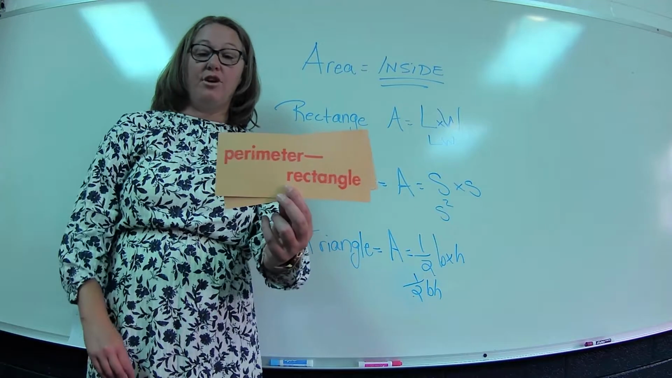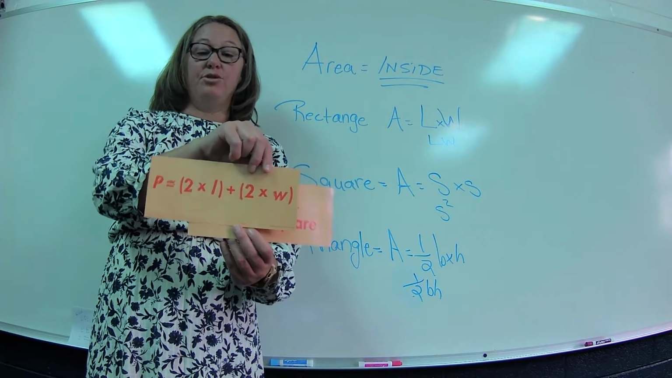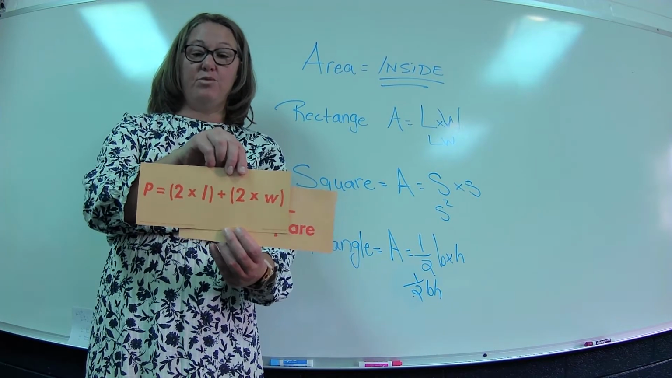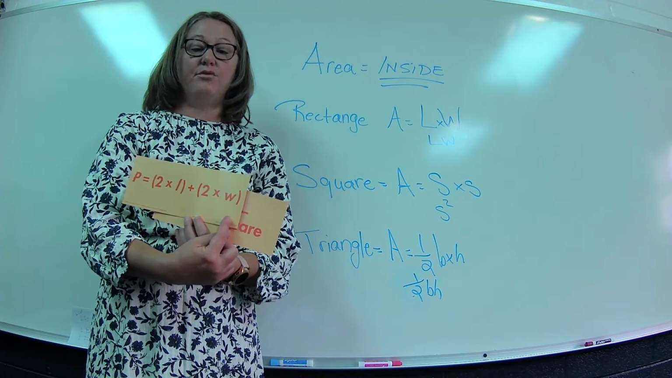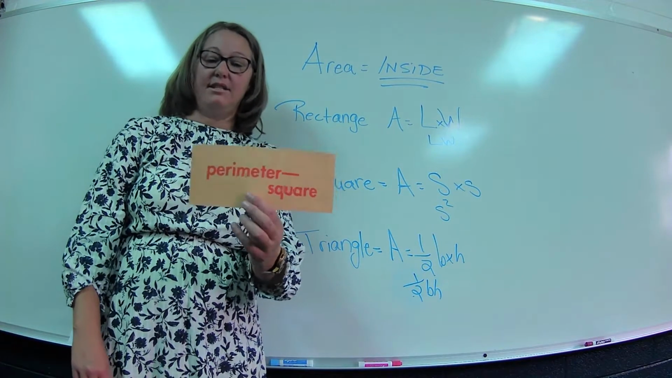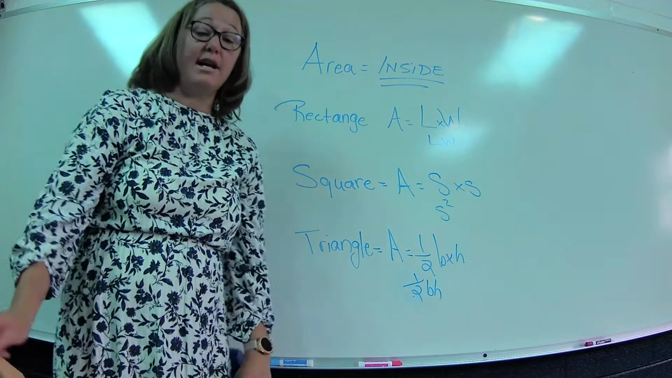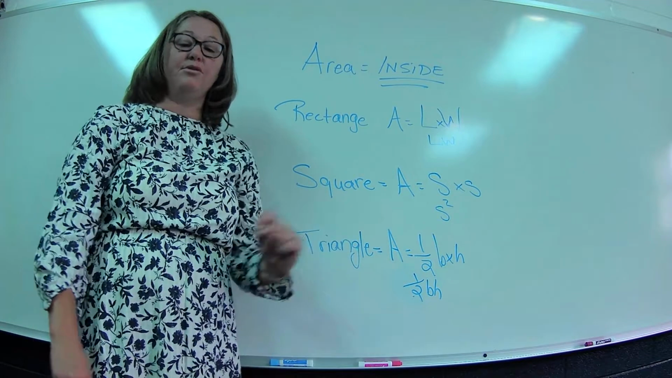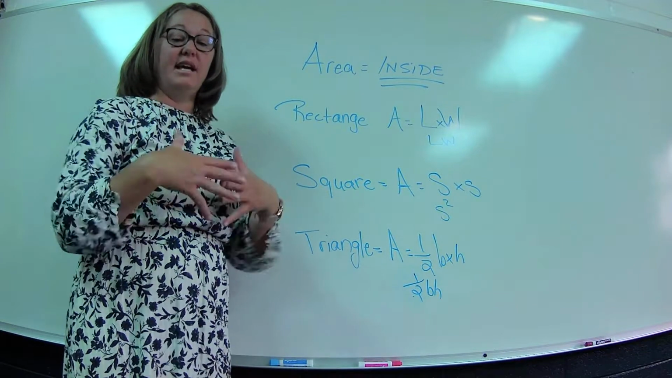All right, perimeter of a rectangle, do you remember? P equals 2 times length plus 2 times width. Remember that L is length, and length is always long. W is for width. A square has 4 equal sides, so perimeter equals 4 times S. If we had a triangle, it would be P equals A plus B plus C. That was around. Now we're going inside.